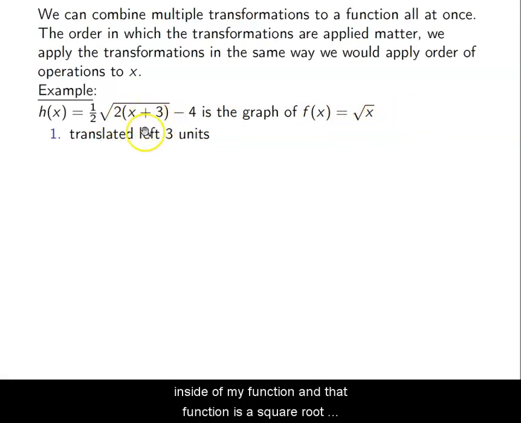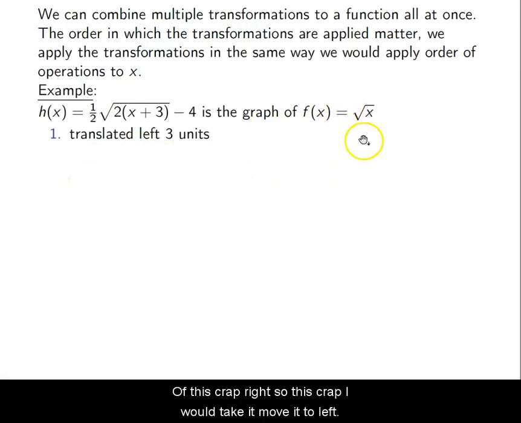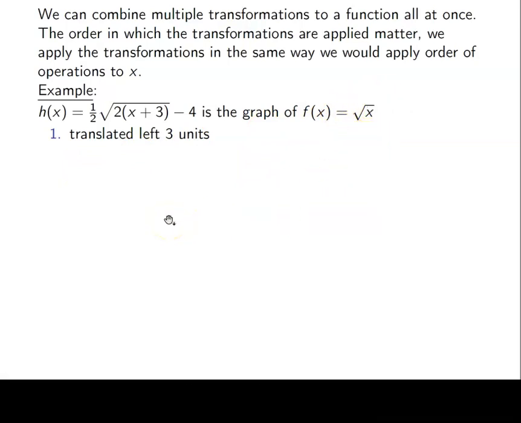Even though it says plus, again, it's inside of my function, and that function is the square root function. So the way this applies is x minus a minus 3. I move it left 3 units of this graph, right? So this graph, I would take it, move it to the left 3 units.